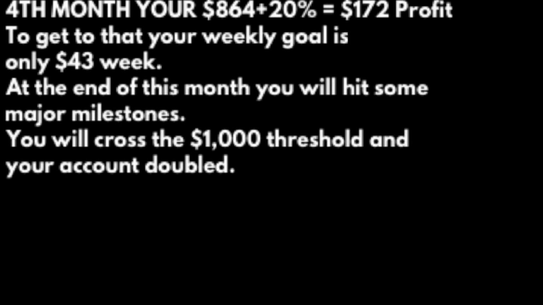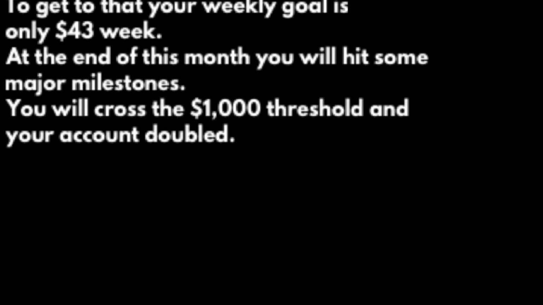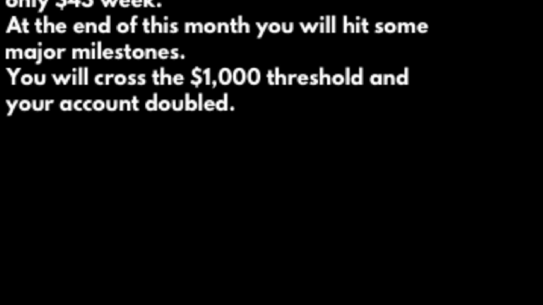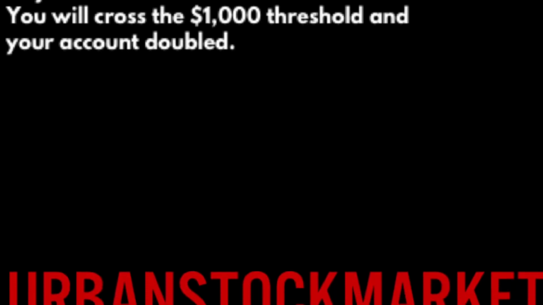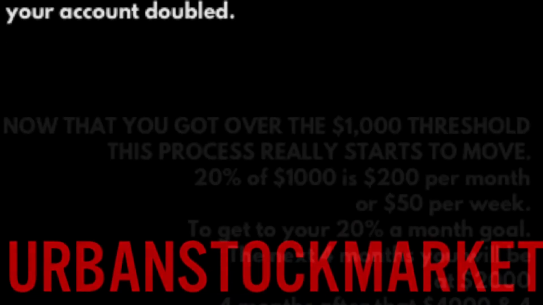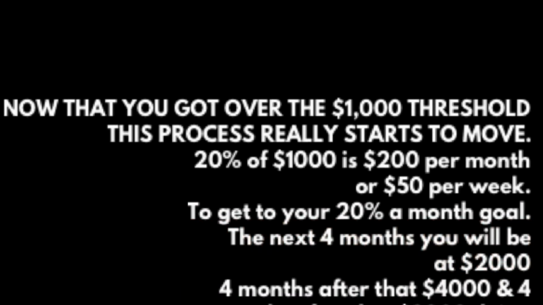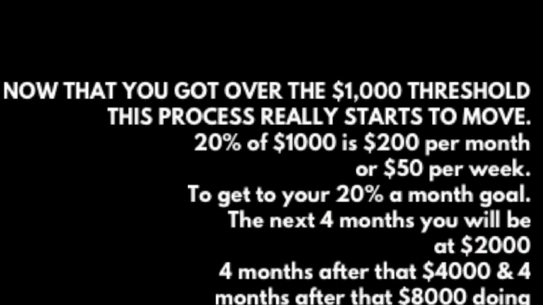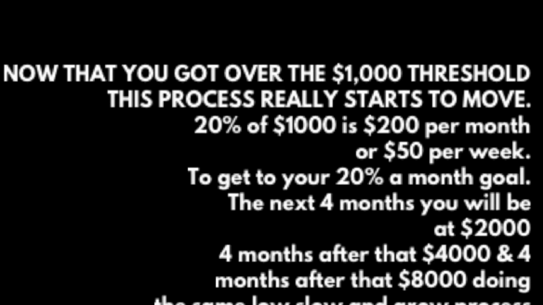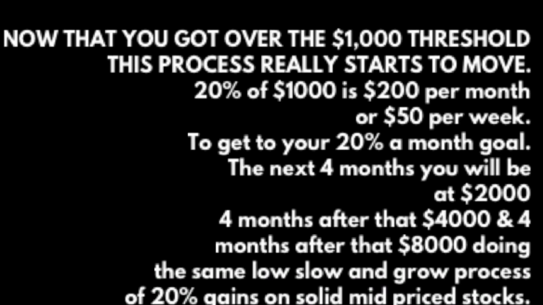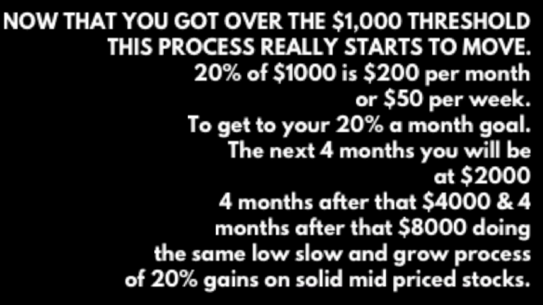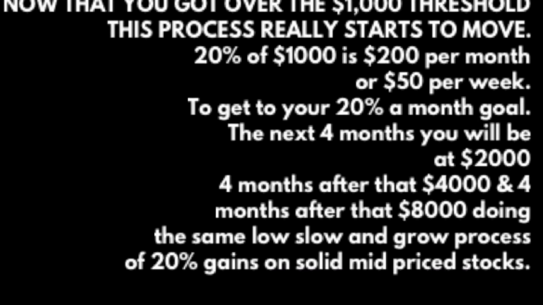To get to that weekly, your goal is only $43 a week. At the end of the month, you will hit some major milestones, which will cross the $1,000 threshold and your account would have doubled. Now that you got over the $1,000 threshold, this process really starts to move. 20% of $1,000 is $200 per month, or $50 a week, to get to your 20% a month goal.